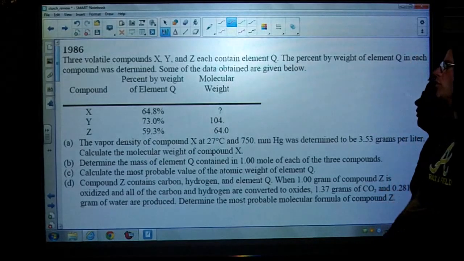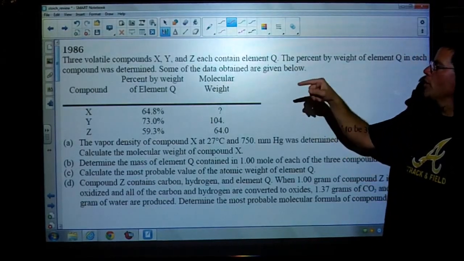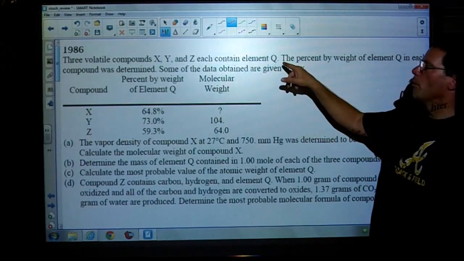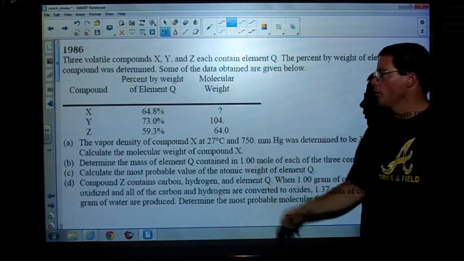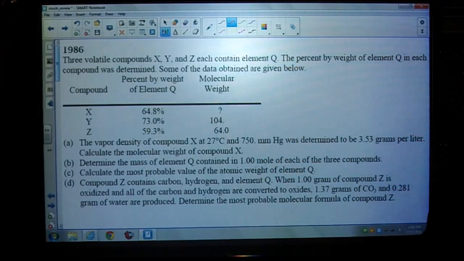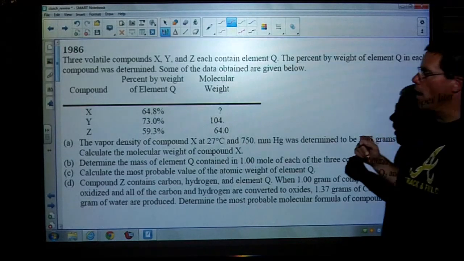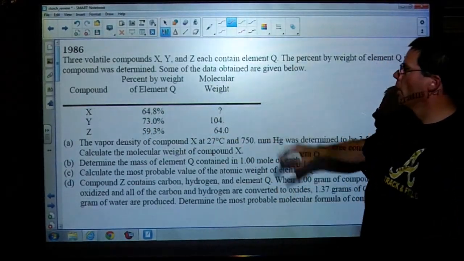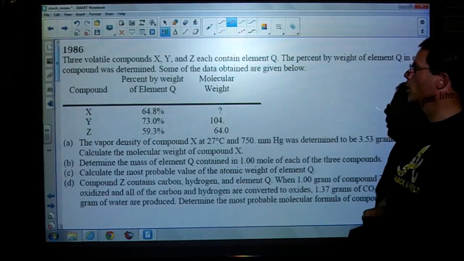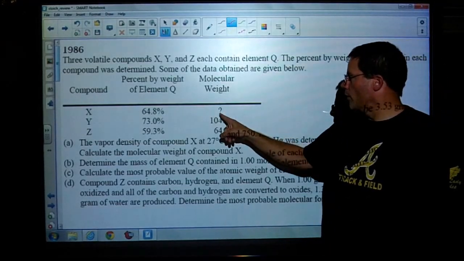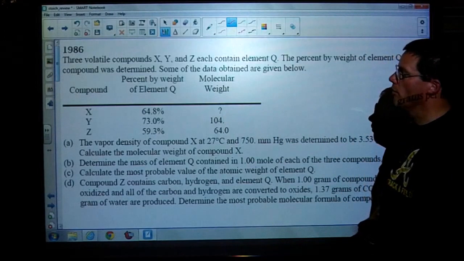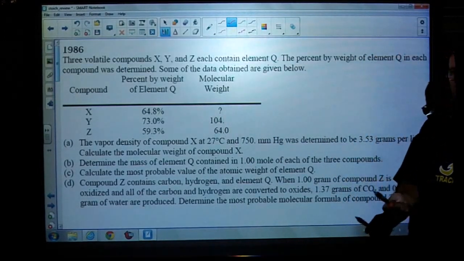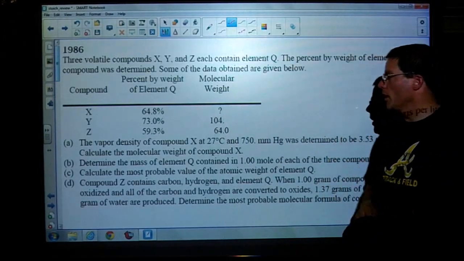And it says each of these compounds contains element Q, which we don't know what it is. The percent by weight of element Q in each of the compounds was determined, and here's our data. Some of the data obtained are given below. What wasn't given is the molecular weight of compound X, so that probably means we're going to have to find out what that is.